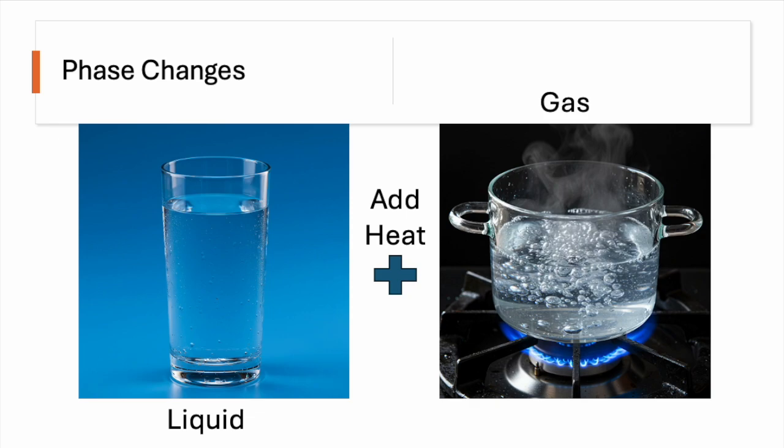At room temperature, water is a liquid. If we add heat to the water, its temperature will rise. Eventually, the water will reach its boiling point and start to change into a gas, which we call water vapor.